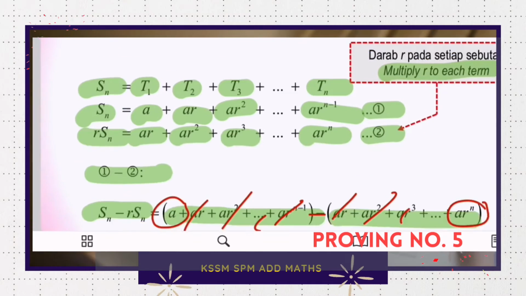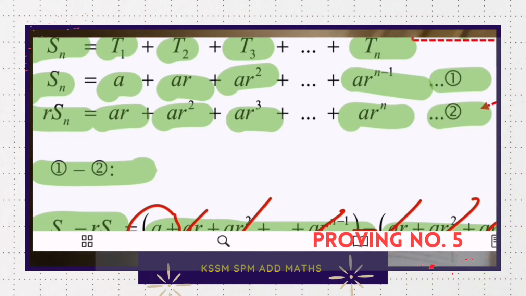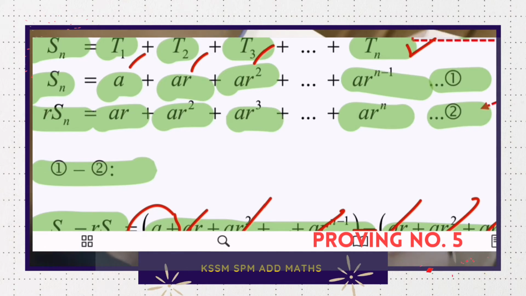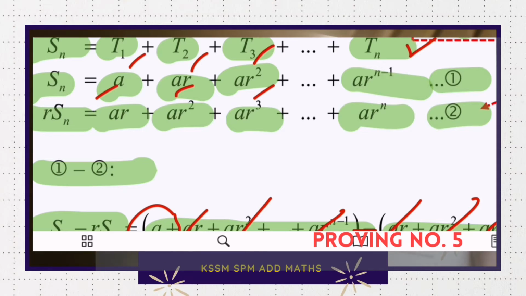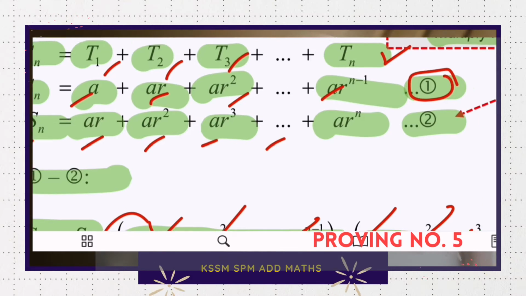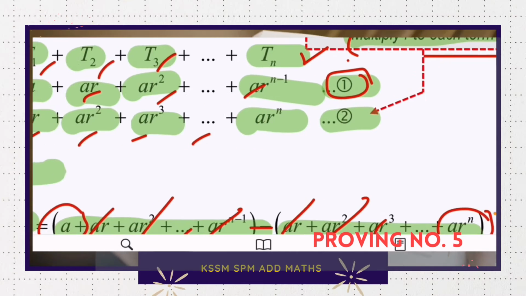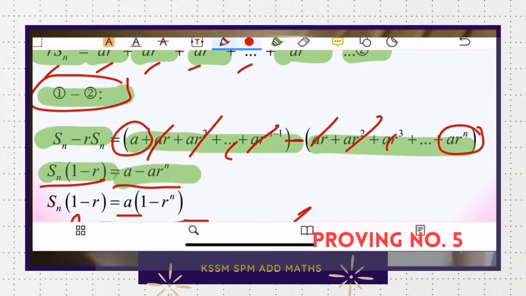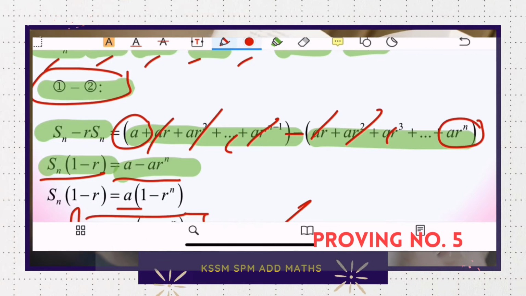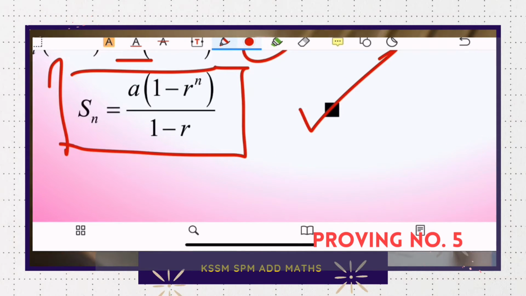Let's go through again. The first step is you list out the Sn by adding term by term, T1, T2, T3. After that, you write the formula. You get equation 1, then you multiply equation 1 by R. Remember, multiply each term by R. After you multiply by R, you subtract 1 and 2, and you simplify to the simplest form, the sum of the first n terms.